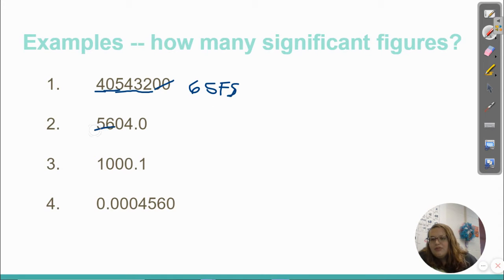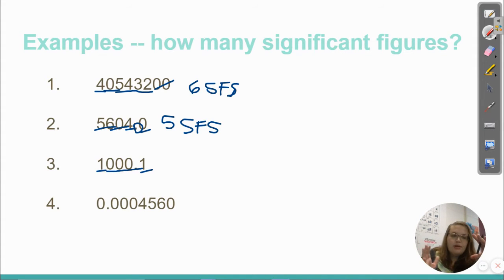Again, non-zeros are always significant. 0 between two non-zeros is significant. And then because we have this decimal point here, this 0 is also significant. So I have 1, 2, 3, 4, 5. All right, significant, significant, because they're both non-zeros, and then zeros between them are significant. Think of it as like your non-zero numbers are giving your zeros a hug, which makes them significant. That's just one way to look at it. So I have 5 significant figures again.